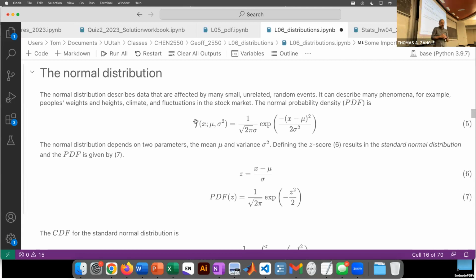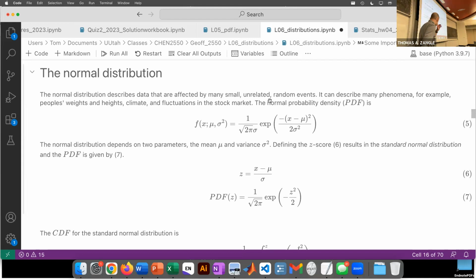Then we can describe the PDF, or probability density function, as f of x, where x is the random variable that we're trying to describe. It's also going to be a function of mu, which is the mean, and sigma, which is the standard deviation of the data. We write it out in this way: 1 over square root of 2 pi sigma, exponential of minus x minus mu squared over 2 sigma squared.